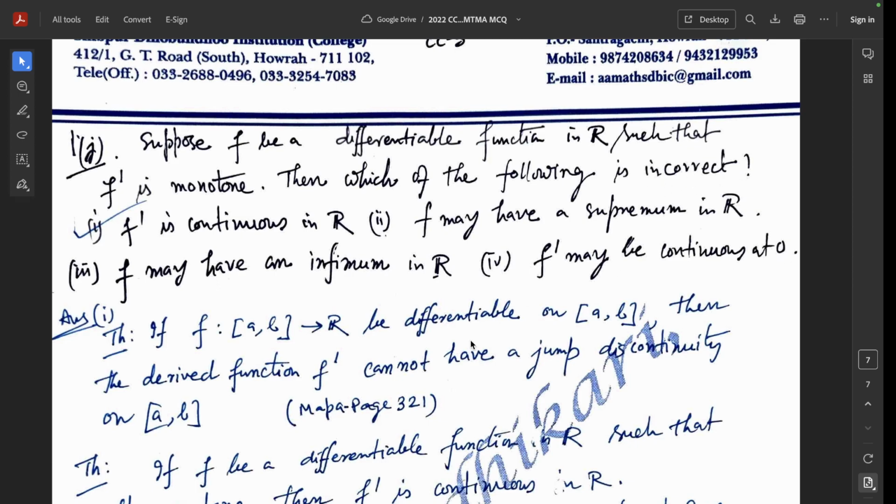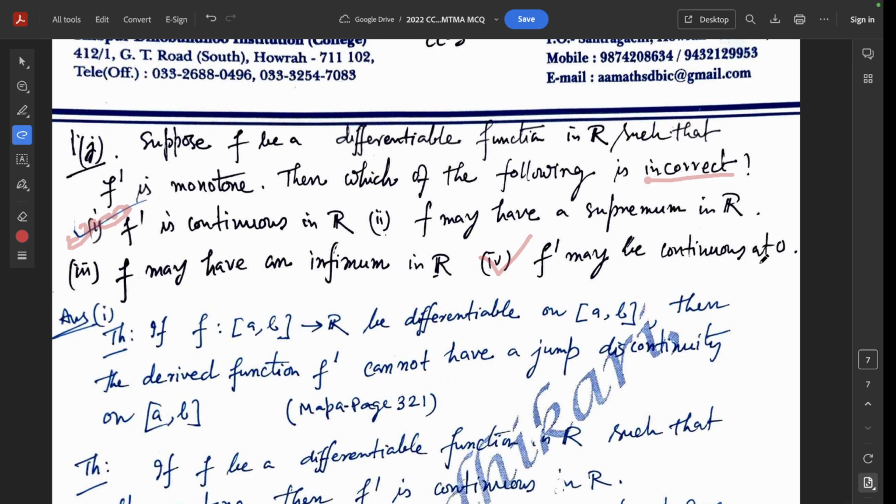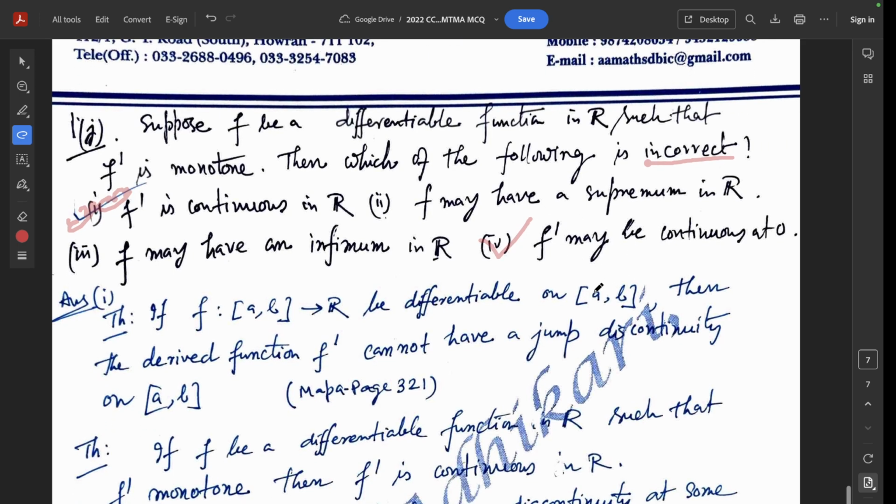So the incorrect answer is f' may be continuous at 0? No. f' is continuous at 0, not maybe. Because this option says f' may be continuous, it is not maybe. f' is continuous in R, so obviously f' is also continuous at 0. So the incorrect option is this.